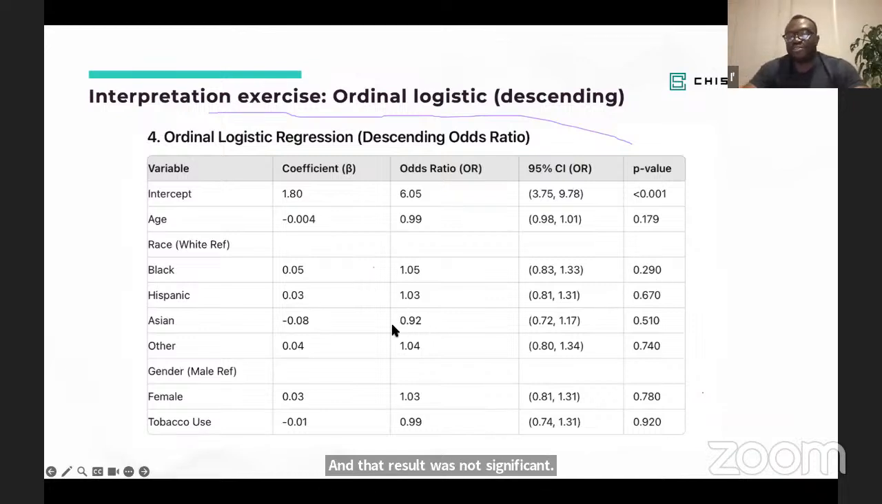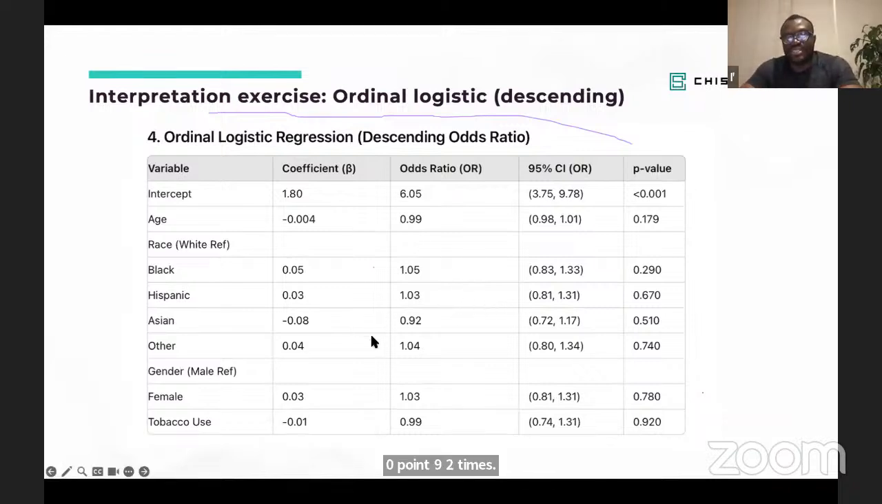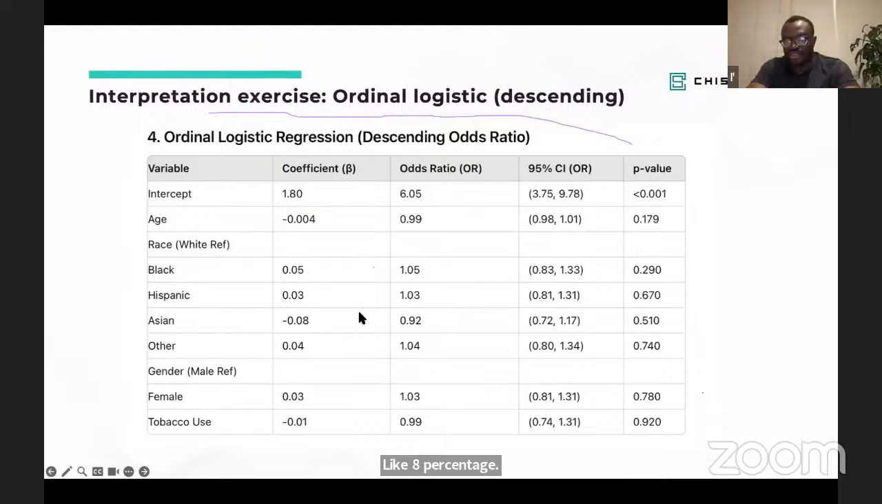If we want to express it in a relative way, instead of saying 0.92 times, and by the way, most of you have started to swallow that word times. Please always say it when you say the number, always insert the word times: 0.92 times lower odds. We want somebody to express it in terms of relative odds, in terms of percentage, like 8%. Can somebody express the result for Asians in that context?